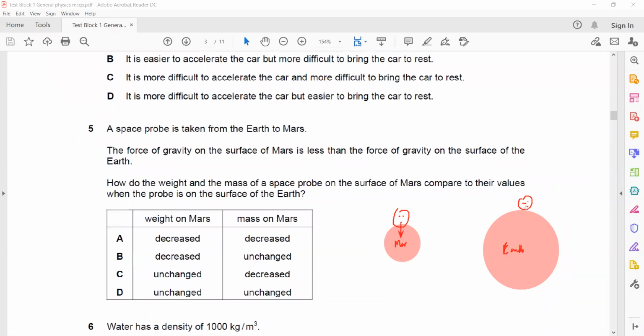So what happened, because the gravity of Mars is less than the gravitational force of the Earth, that's why the weight will decrease, but the mass will remain unchanged. So B will be the right answer.